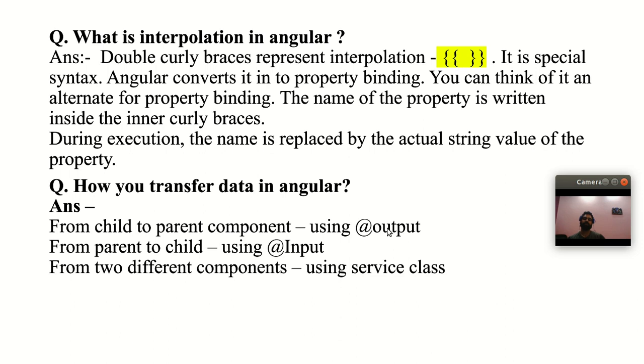So now the next question he asked was, how do you transfer data in Angular? Basically there are many ways to transfer data. First of all, you have to check the relationship between the two components. Let's say that I want to transfer data between two components. If I want to transfer data from a child to a parent component, then I can use @Output. So with @Output, we can transfer data from child to parent. And if the relationship is from parent to child, and I want to transfer the data from parent to child, then I can use the @Input decorator, right?